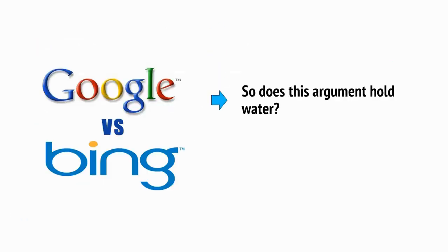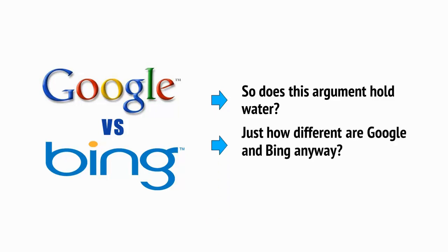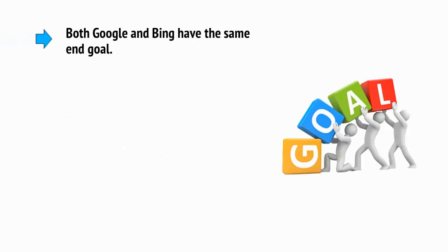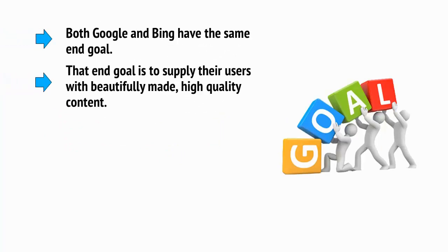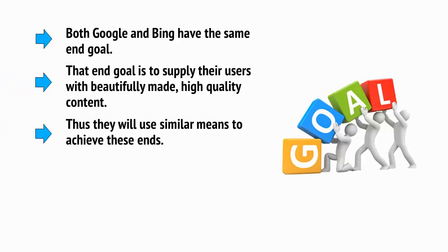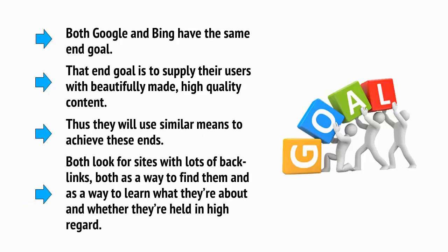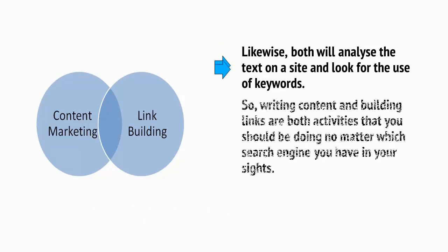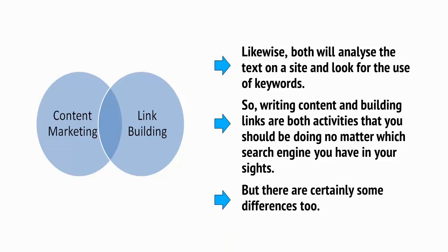So, does this argument hold water? Just how different are Google and Bing anyway? Well, it's certainly true that a lot of your SEO practices are going to remain the same on Google and Bing. Both Google and Bing have the same end goal, and that end goal is to supply their users with beautifully made, high-quality content. Thus, they will use similar means to achieve those ends. Both look for sites with lots of backlinks, both as a way to find them and as a way to learn what they're about and whether they're held in high regard. Likewise, both will analyze the text on a site and look for the use of keywords. So writing content and building links are both activities that you should be doing, no matter which search engine you have in your sights. But there are certainly some differences too.